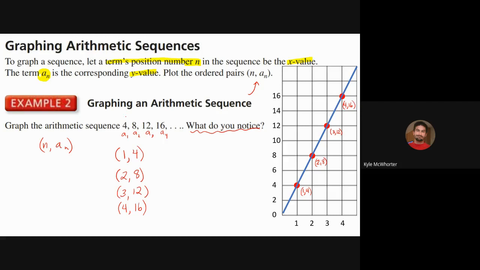We don't have like a 1.5 term, right? We don't have a term that's halfway in between. So there's not a point right here. But the points that we do have are in a line. So in a sense, this is kind of a linear function because it has a constant rate of change. Whenever x goes up by 1, y goes up by 4.